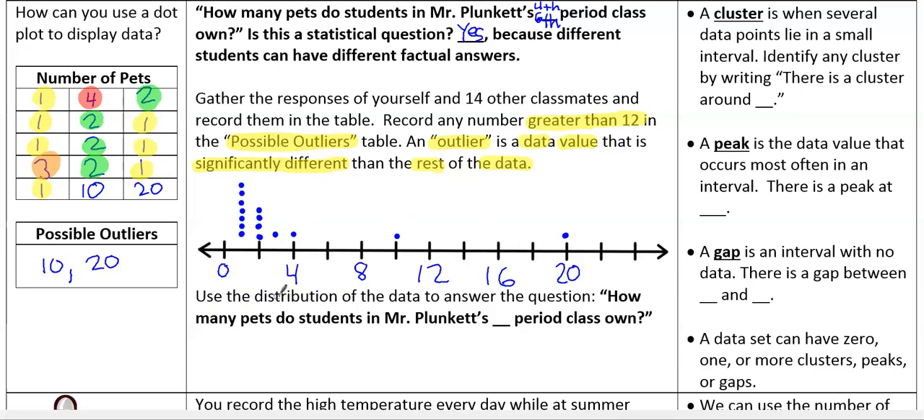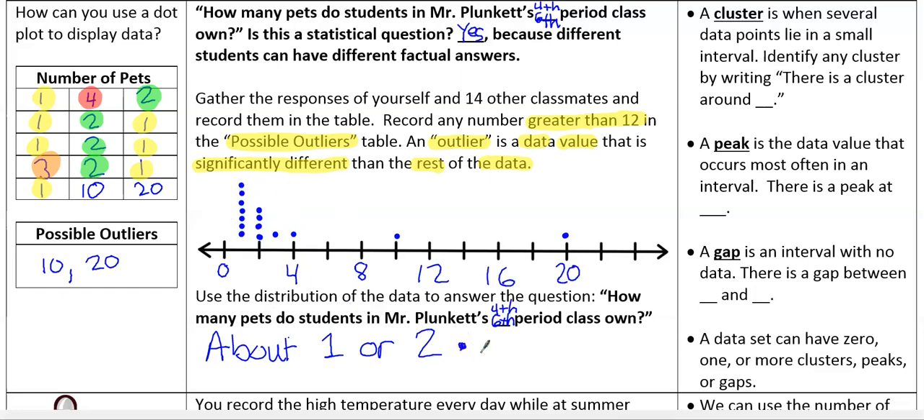Okay, we're going to use the distribution of the data to answer the question, how many pets do students in Mr. Plunkett's, as I said, we're just going to say 4th and 6th period class own. So 4th and 6th. What would you say is a good answer to that question? And the answer, I'd say about 1 or 2. Why? Because that's where we see the most data, right? Most of our data is centered right there.